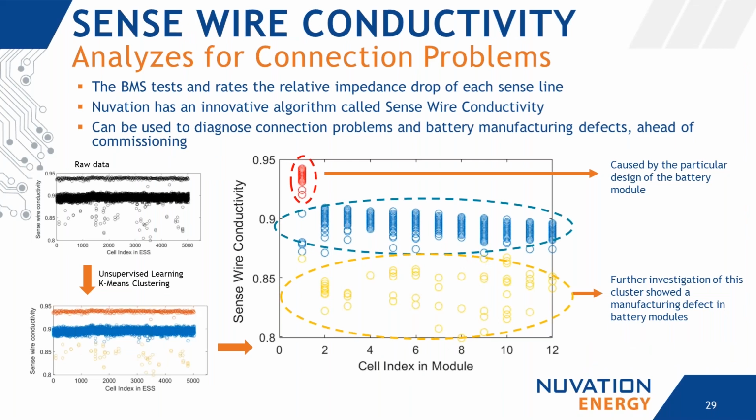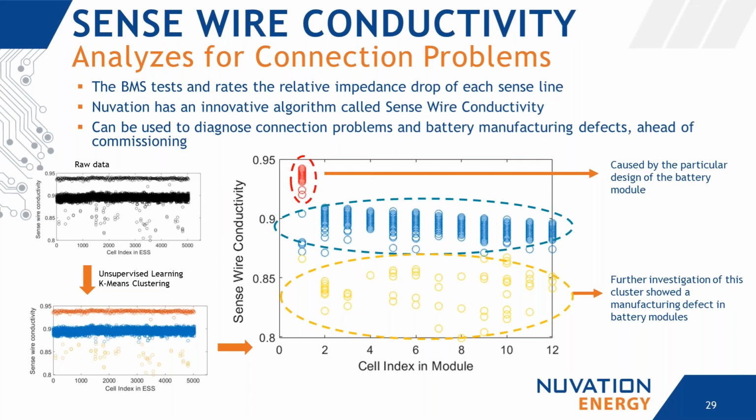To mitigate this, our BMS is equipped with a SenseWire conductivity algorithm, which is continuously checking the integrity of the cell connections. If the integrity of the connections is poor or weakens over time, the system can notify the user of the issue. We have a great example of how this feature identified an issue in one of our applications even before commissioning had occurred.